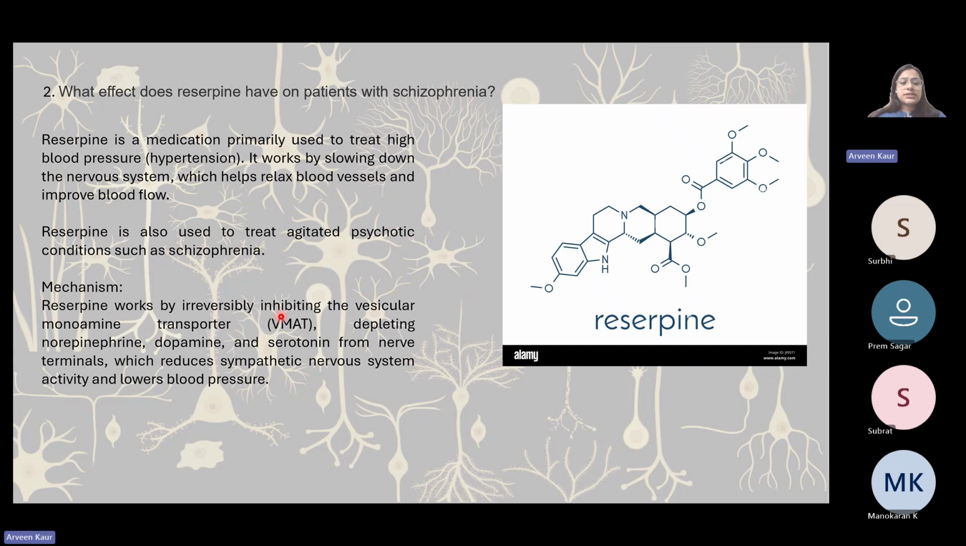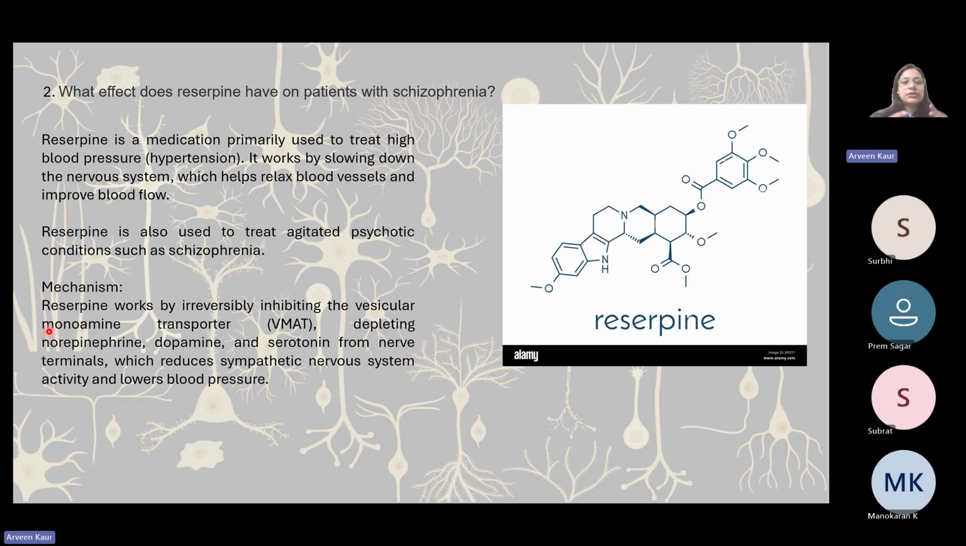Also, reserpine works by irreversibly inhibiting the vesicular monoamine transporter, VMAT, right? Depleting norepinephrine, dopamine, and serotonin from the nerve terminal, which reduces sympathetic nervous system activity and lowers blood pressure. Why it is a little alarming to be used as a drug is because it is irreversibly inhibiting the formation of certain of these vesicles, which will go and carry the neurotransmitters. So it is irreversibly going to deplete at least some pools of these neurotransmitters from the nerve terminals, right?